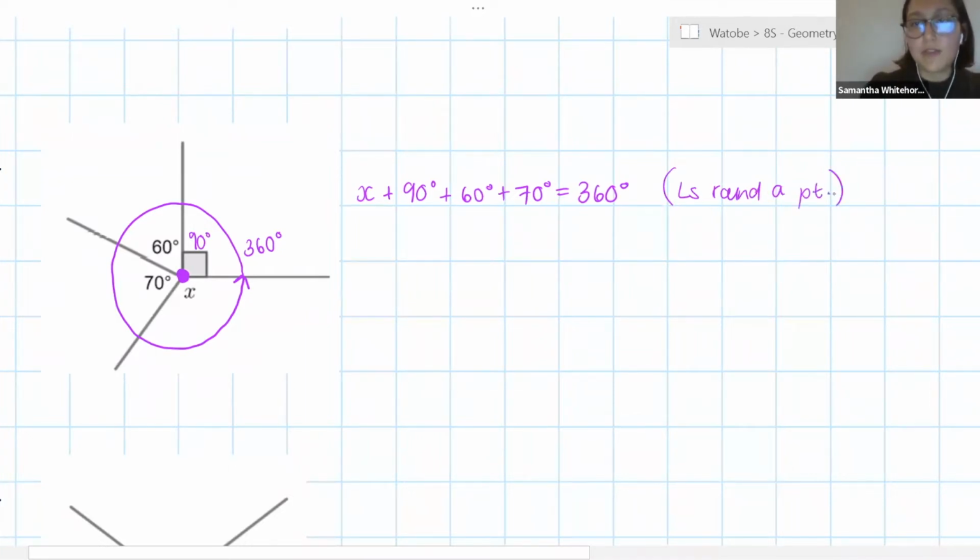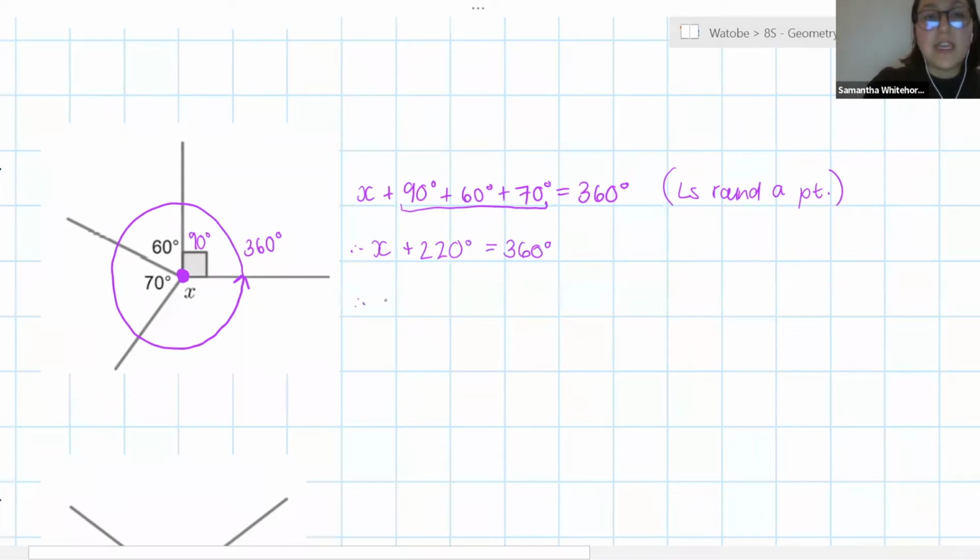And you have to have that reason. And now we can solve. Now, if I simplify this, so basically, if I add those all together, 90 plus 60 plus 70, they're all like terms. So that's why I can add them together, is 220. So I've got X plus 220 is equal to 360.